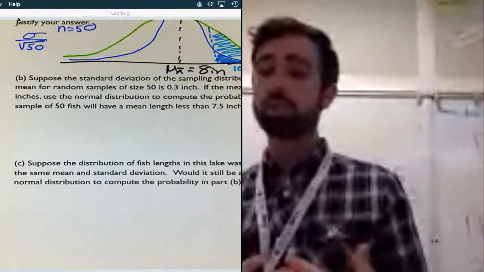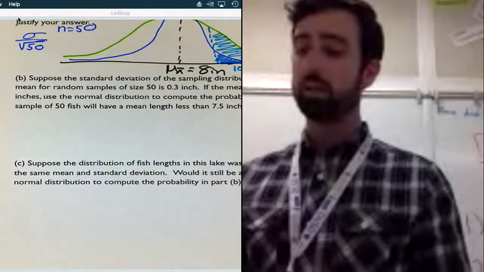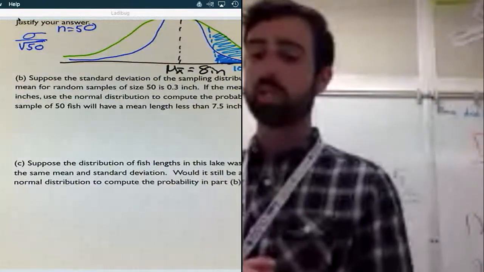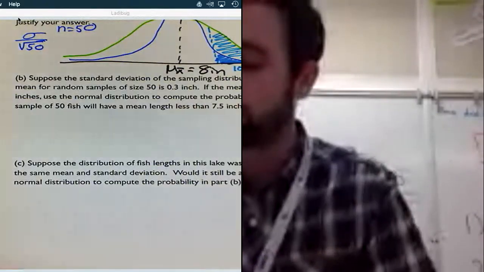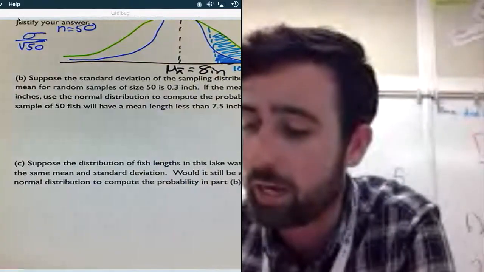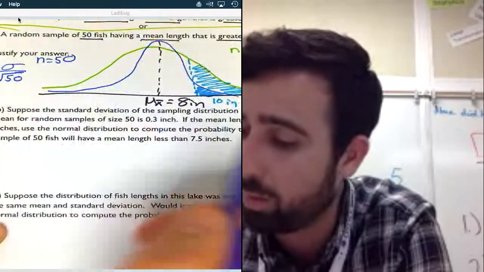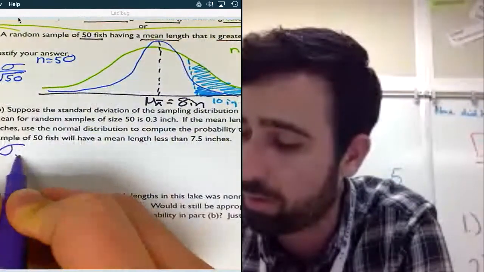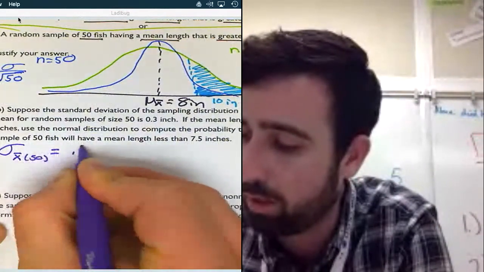B, suppose the standard deviation of the sampling distribution of the sample mean of a random sample of size 50 is 0.3. Great, we have new information. So they're saying, hey, remember your distribution for 50? We know what that standard deviation is. It's 0.3. So we now know that our standard deviation for X bar when we have 50 fish is 0.3.